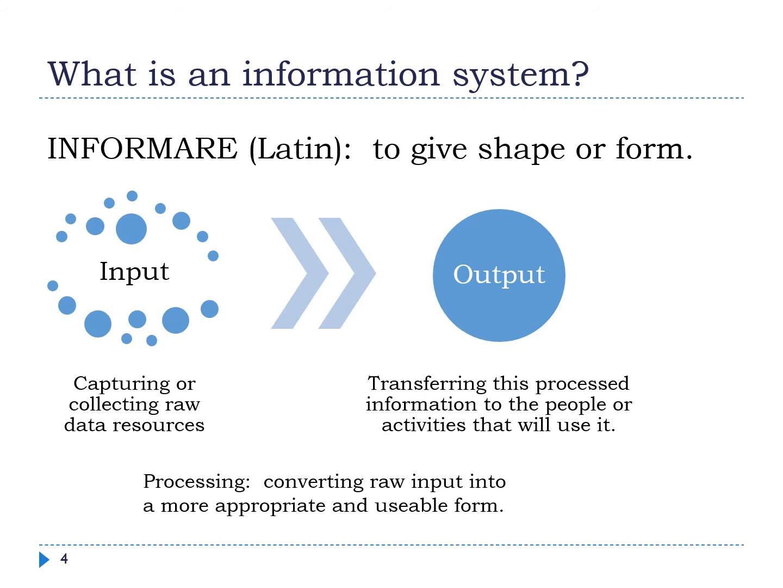We capture or collect raw data resources as the input and process the input by converting raw input into a more appropriate and usable form. We then transfer this processed information to the people or activities that will use it. That is the output of information systems.